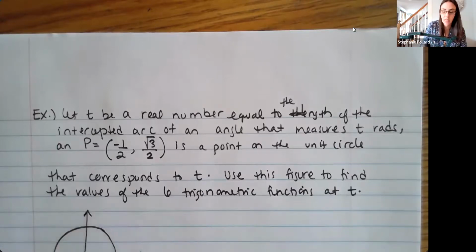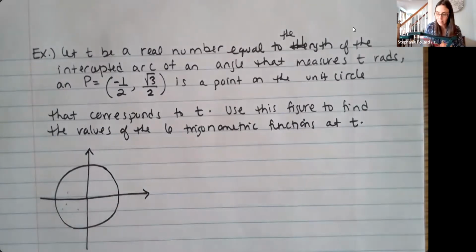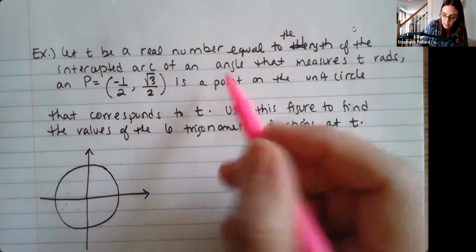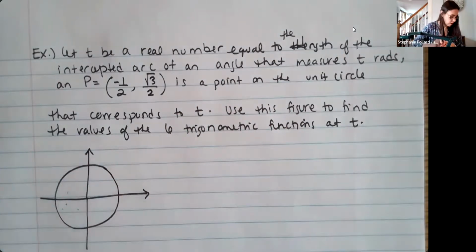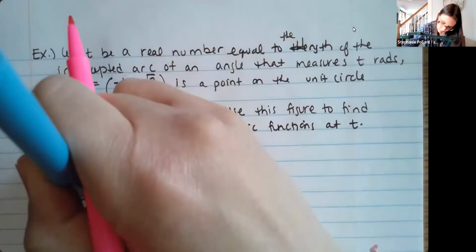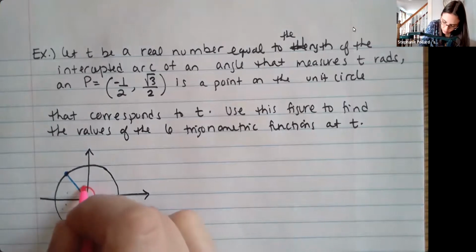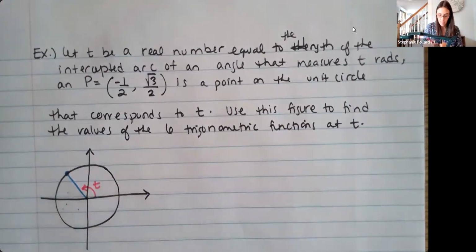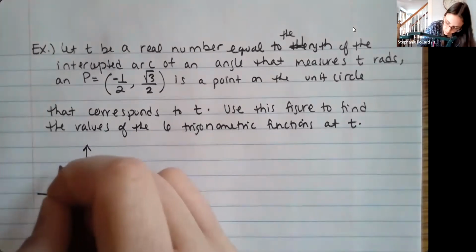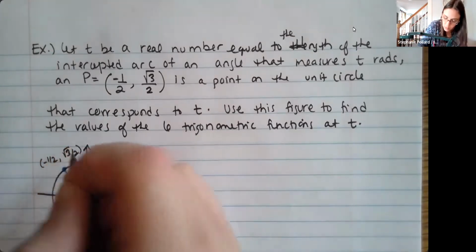Okay, so again, the radius here is going to be 1. I don't know the exact length of the angle, I just know it's t. So I'm going to call this over here the terminal side. It's going from here to here and it's angle t. And I do know this point though, which is (-1/2, √3/2).